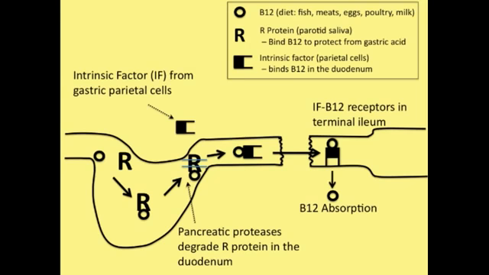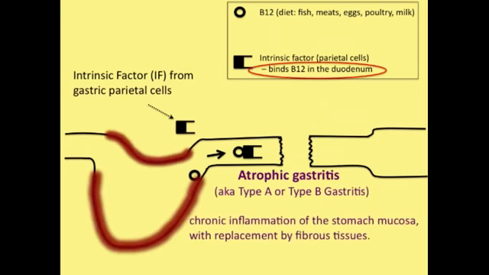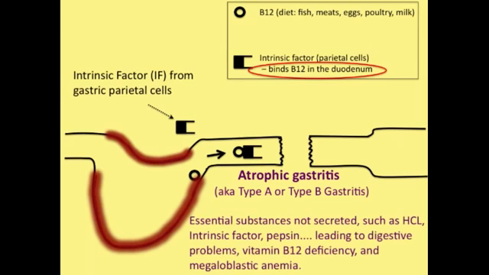And finally, we have a few more important disease mechanisms that can result in the decrease in vitamin B12 uptake. So here we have atrophic gastritis, types A and B. And remember that atrophic means that metaplasia has already begun to occur, where stomach mucosa is beginning to get replaced by fibrous tissue. And what does this lead to? Well, eventually, you're going to have essential substances not being secreted, like HCl, intrinsic factor, pepsin, and so on and so forth. So this, again, is going to lead to digestive problems, vitamin B12 deficiency, and megaloblastic anemia.